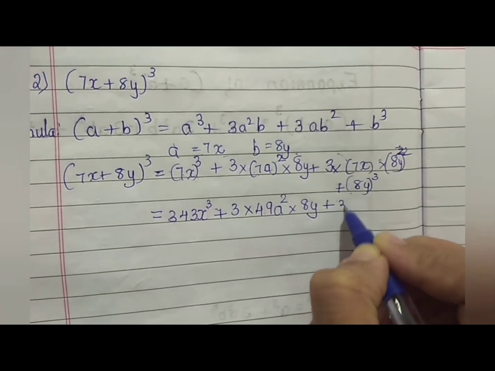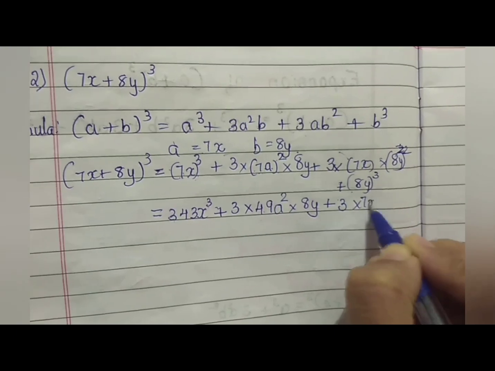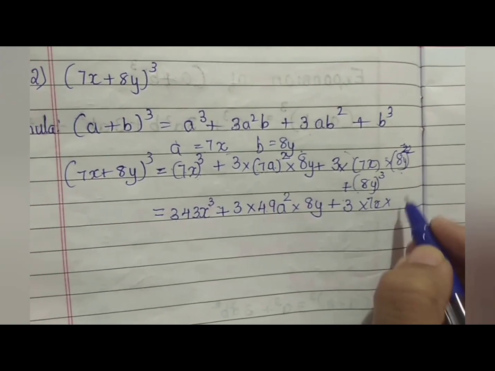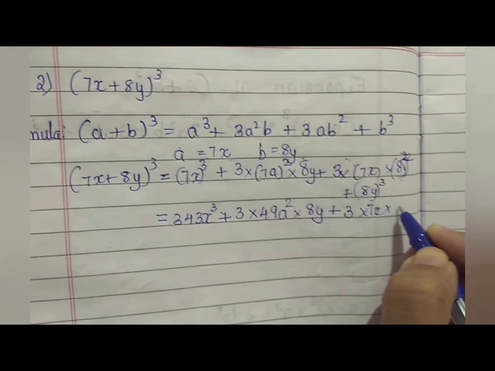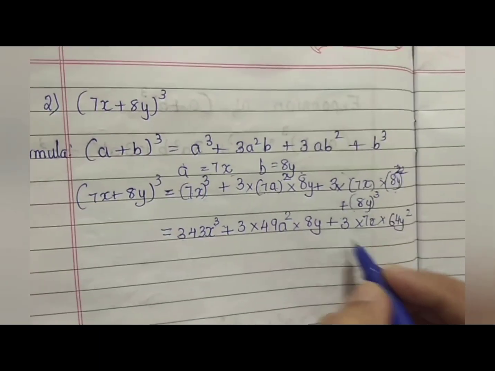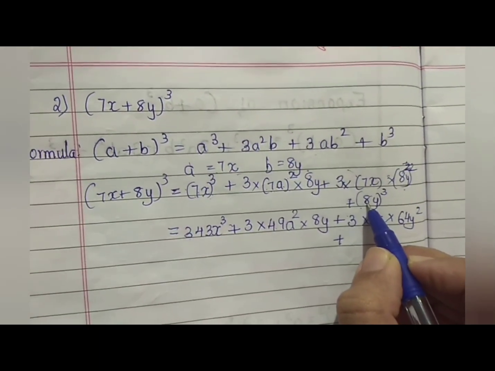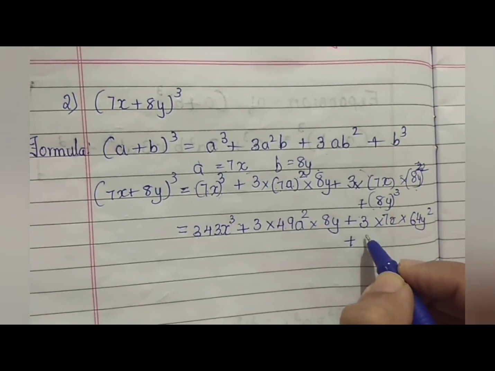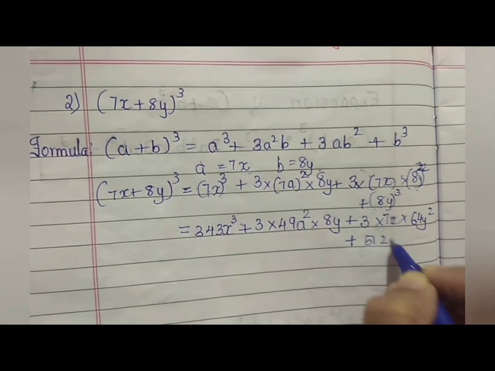Next, we'll keep this as it is for now. We'll find the square of this number 8y. The square of 8 is 64, that is 8 eights are 64, and the square of y is y square. Last part, that is the cube of this number 8y, is equal to 512y³.